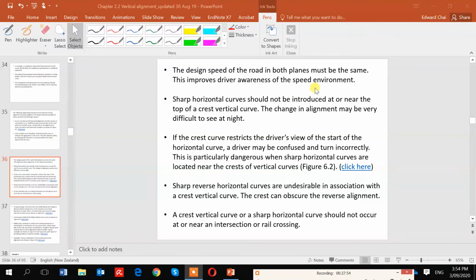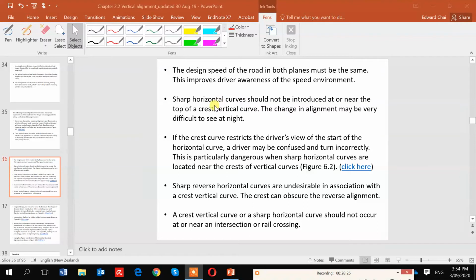So if one is higher, I think it should be okay. But at least your vertical curve design speed should not be lower. Let's say you design for 80, so if the vertical is more than 80 it is okay, but at least it must be 80 and above.